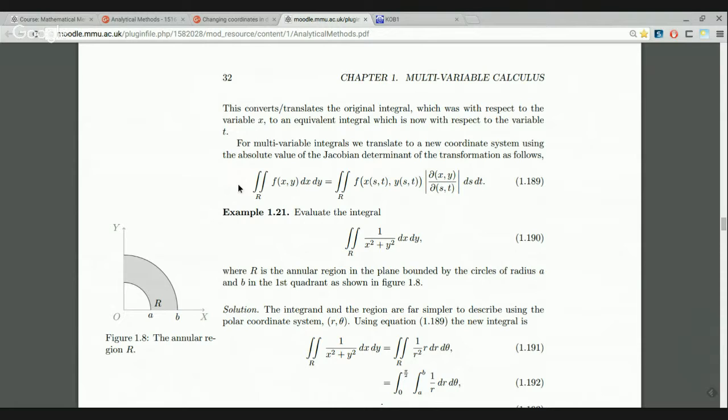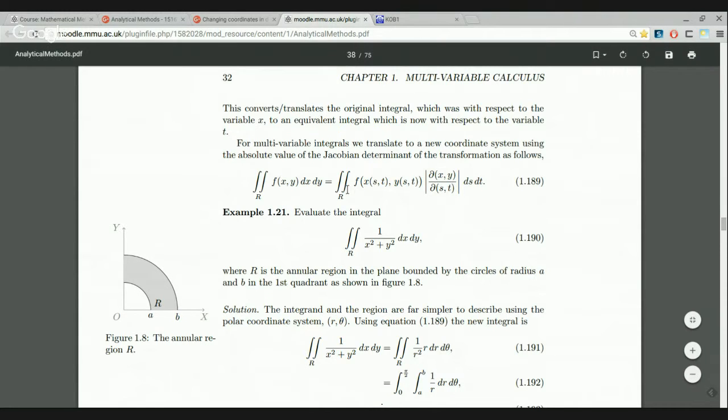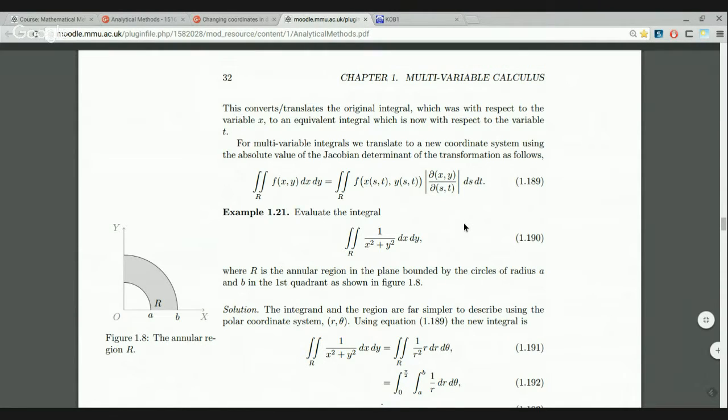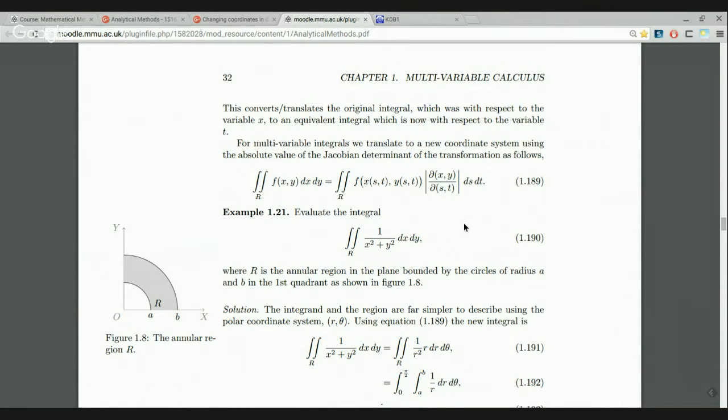Now, for various reasons which I'll come to in a moment, we might want to change the integral to instead represent it in terms of a new coordinate system, not the old Cartesian coordinate system x and y, because it might be better to transform into a new coordinate system. So we'd like to express the same integral in terms of the new coordinate system. Now we'd be looking at the right-hand side of equation 189. We're still integrating over the same region R in the plane.